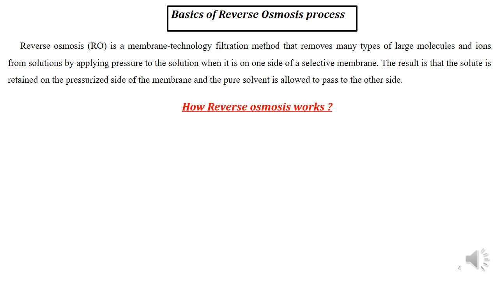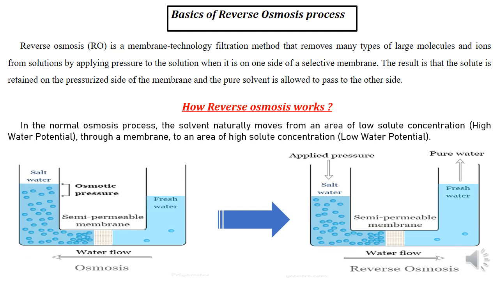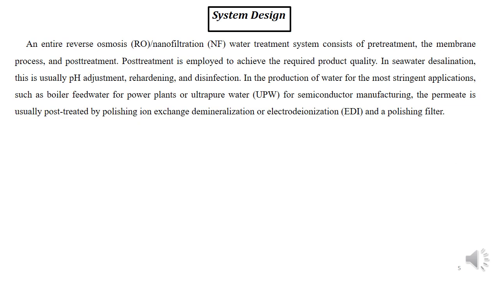Reverse osmosis, as the name suggests, is the reverse of the natural osmosis process. It requires the application of external pressure to overcome the natural osmotic pressure. This pressure forces water molecules to move from a region of high solute concentration to a region of low solute concentration through a semi-permeable membrane.